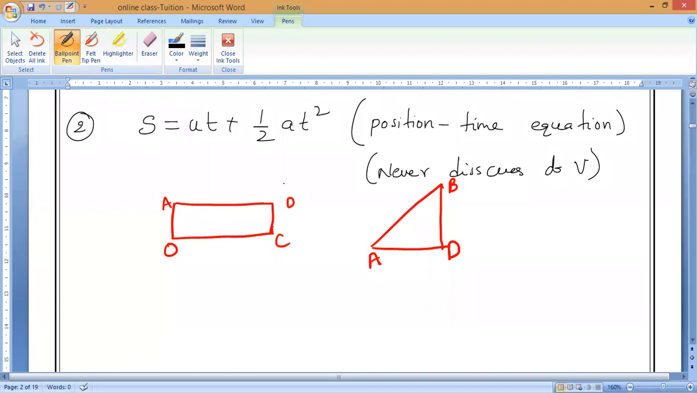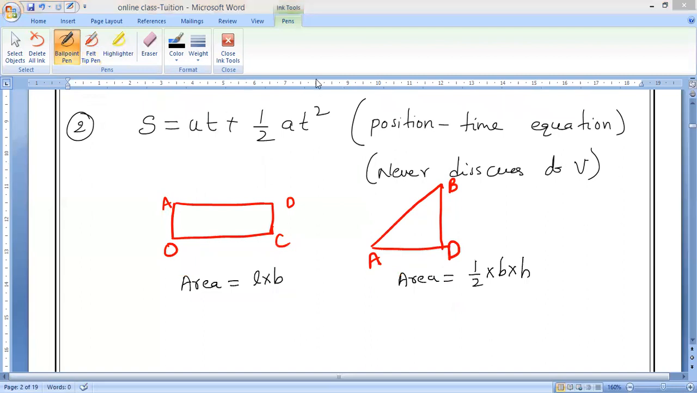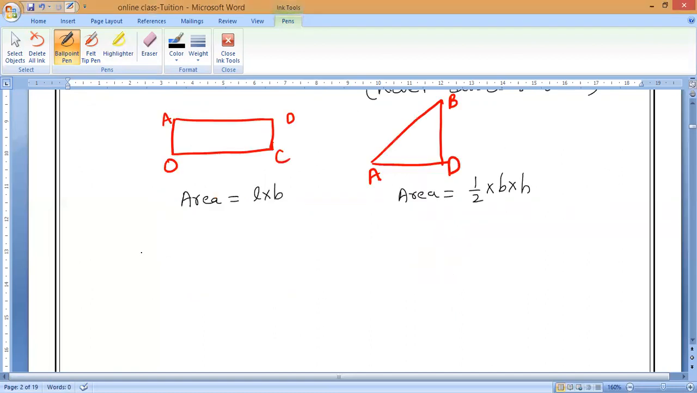So now, if you observe very carefully, what is the area of this rectangle? Area of the rectangle is equal to length into breadth, and the area of the triangle is equal to half into base into height. Okay, guys? Now, if I want to derive the second equation, very simple. We have to write: distance traveled is equal to area of rectangle.